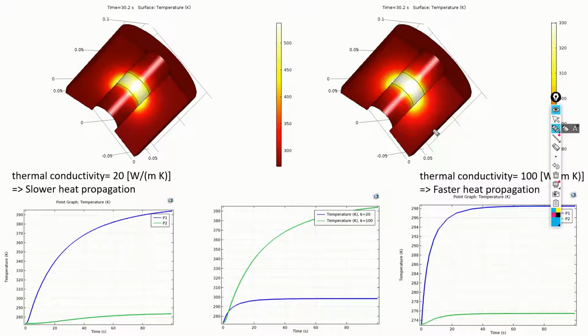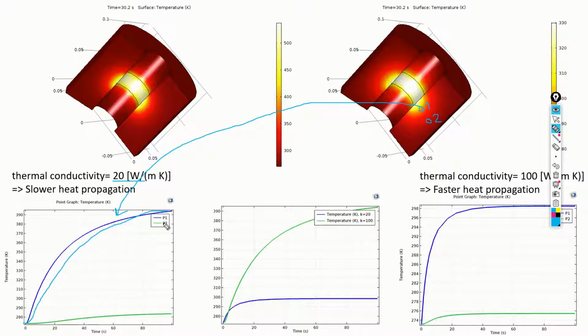Next, we are interested to see how the temperatures of certain points evolve in time. So let us isolate two points. This is point 1 and this is point 2. And now we ask ourselves, how does the temperature of, let's say, point 1 evolve in time. For the thermal conductivity of 20, this graph is shown over here. So we can see a response that looks like this.